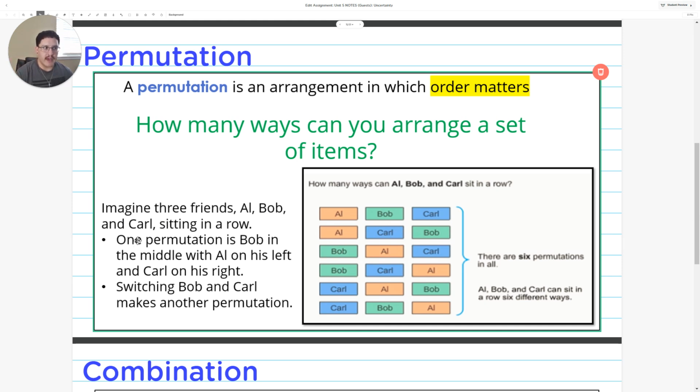One of those permutations is Bob in the middle when Al is on the left, and then Carl is on the right. Switching Bob and Carl makes another permutation. So imagine these 3 friends, Bob in the middle. Al is first, Bob is second, Carl is third. Well, let's just switch Bob and Carl. Oh, that makes a new list if order matters, if it matters who's first, second, and third.